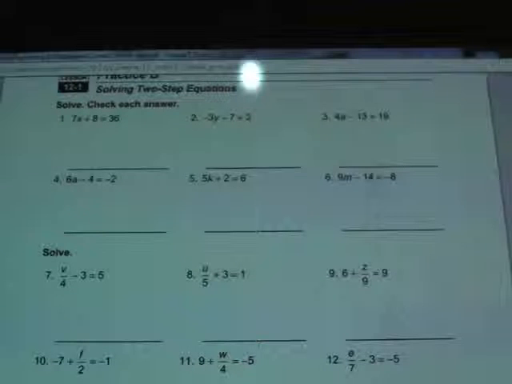This is a video presentation of the homework helper for 7th grade workbook, Chapter 12, Section 1, Solving Two-Step Equations.